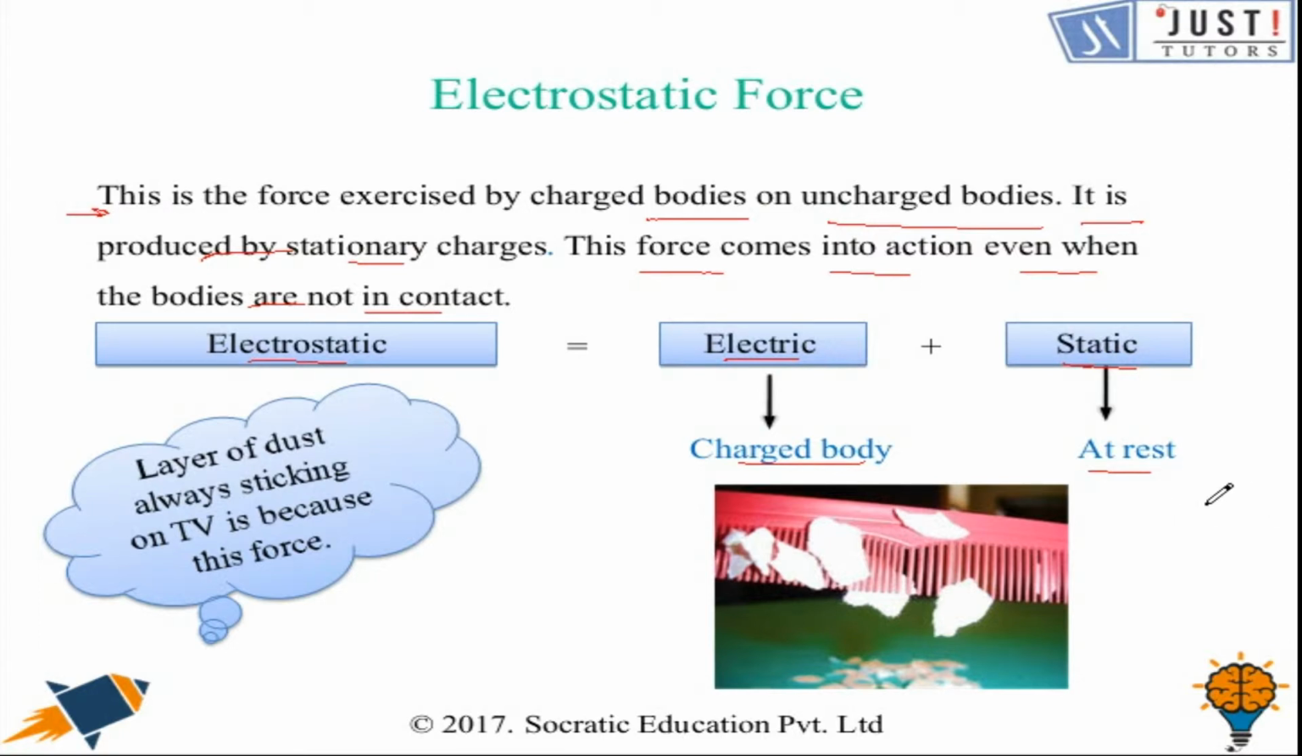For example, when a comb runs through the hair, it attracts pieces of paper, wherein electrostatic charge plays a major role. Dust particles stick to cars or metals or any other places because dust particles have got electrostatic charge. You can see the same example on the TV screen as well. A layer of dust is always sticking on TVs because of this force. When we take our sweaters off in the winters, the spark or the hair on arms rising is due to electrostatic charges.